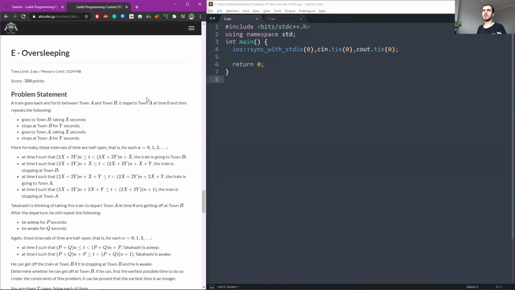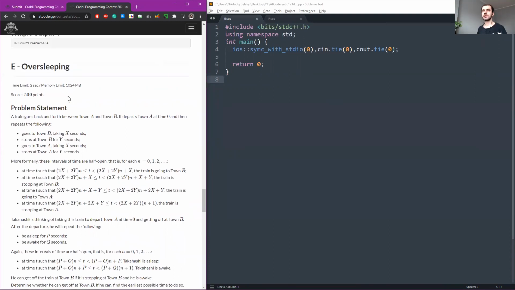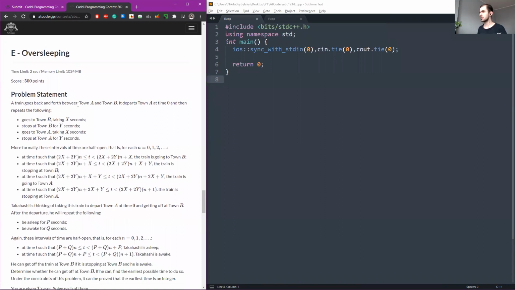Problem E, oversleeping. Give me a sec. Yeah, I need to drink something regularly because otherwise my voice just gets even messier than it usually is.